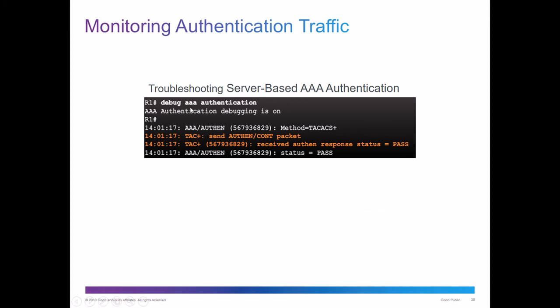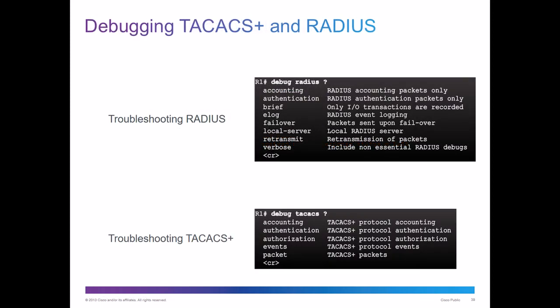All right, moving on, doing some troubleshooting. You can debug AAA authentication like we said before. Better get the pass. Otherwise, you've got a problem either with the username or maybe they're not typing the password right. It's case sensitive. They typed in a capital letter instead of a lowercase letter. You can debug the radius server using these commands, or you can debug the TACACS server using these commands. It could be any of the accounting, authentication, authorization, or even the events or the packets in this case.